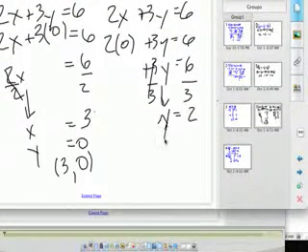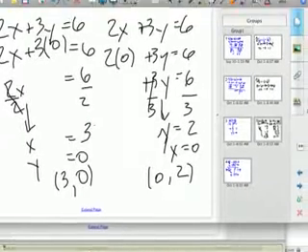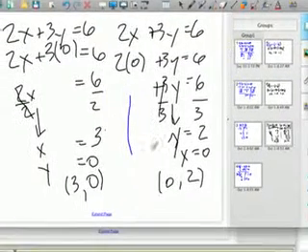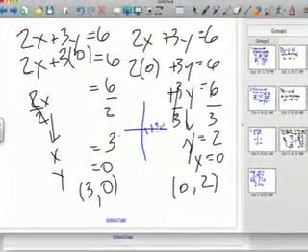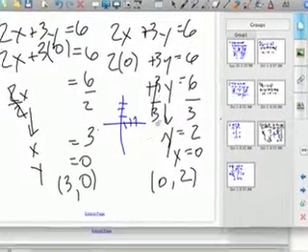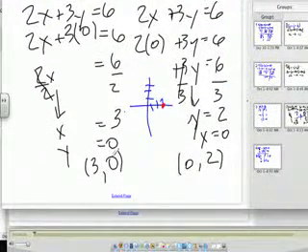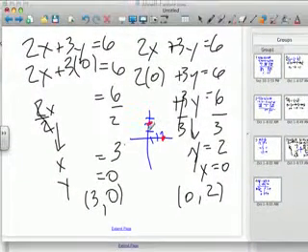So if y equals 2 and x equals 0, what's my coordinate? (0, 2). See, now I can draw a little graph here. I'll just make a couple of tick marks. Let's make 3 tick marks right there. And let's see, (3, 0): 1, 2, 3. And for (0, 2), I don't move the x. 0 for x, so I'm not going to move left or right. And I'm going to move 2 spaces up. There's my line.